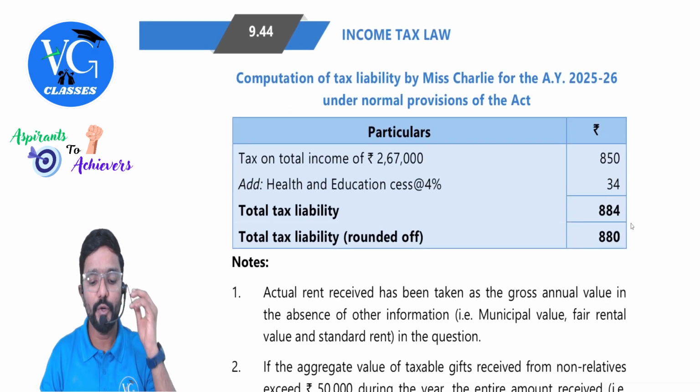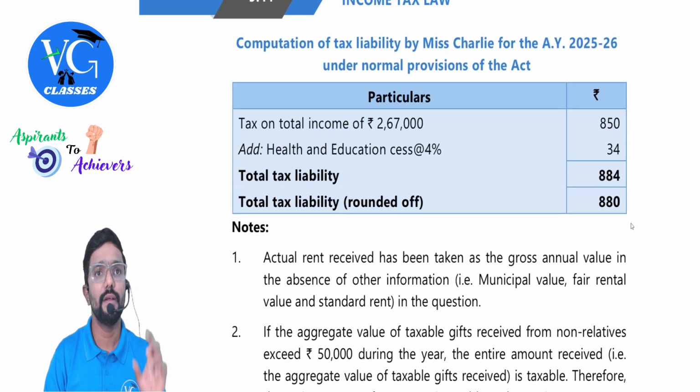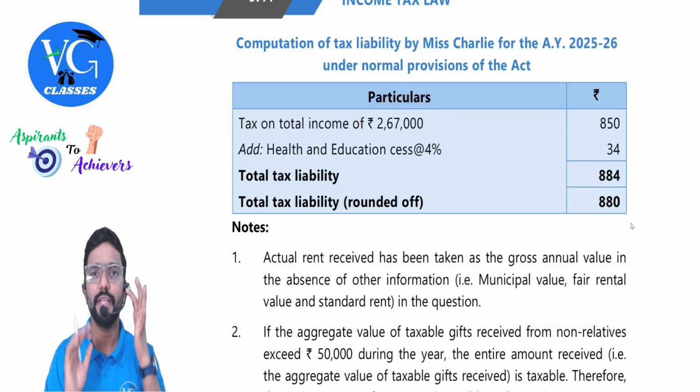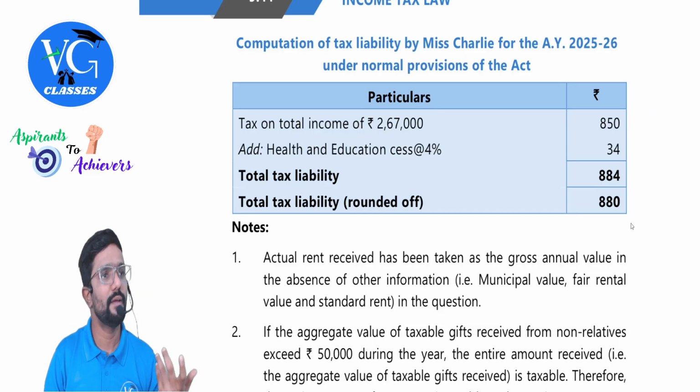Yeah. So up to 2 lakh 50 nil, guys. And 2 lakh 50 to 5 lakh, 5%. So how much does it come to? Only 17,000. 17,000 into 5% is 850, plus 4% health and education cess.